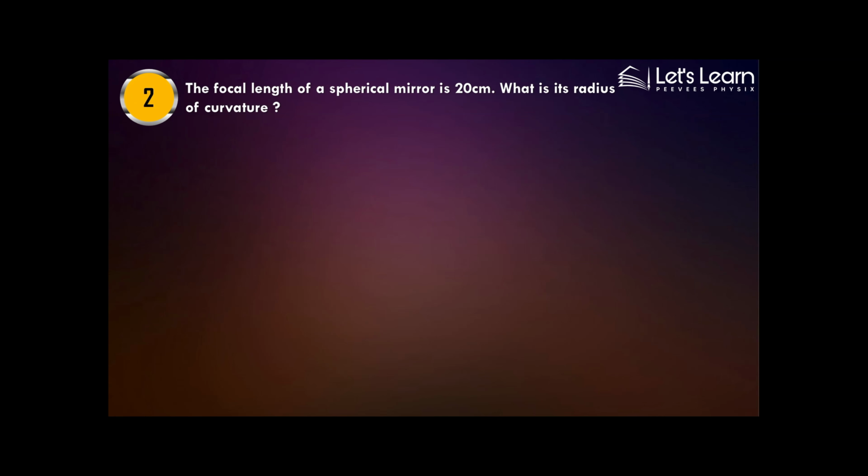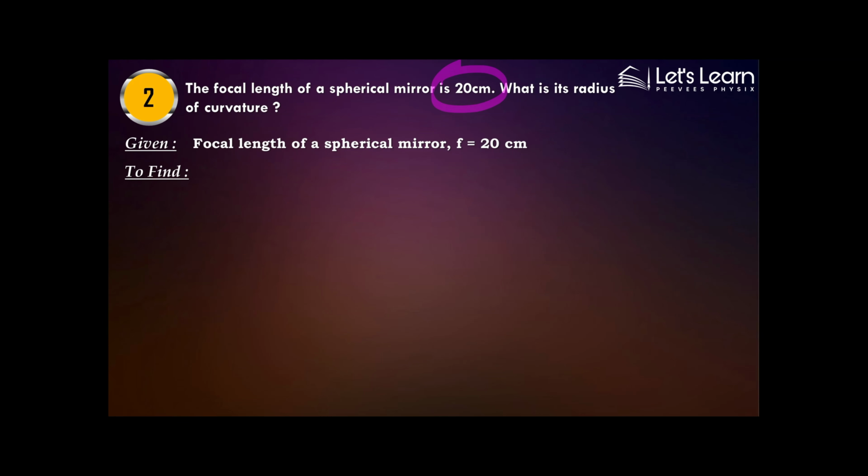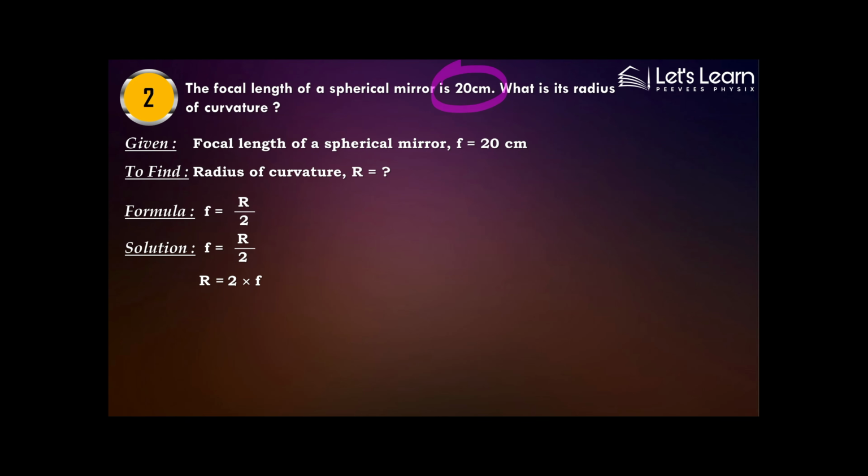Another similar question. They gave you focal length 20 centimeter, and they want the radius of curvature. Let's see. Given: focal length f equals 20 centimeter, and they want the radius of curvature R. The formula we use is f equals R by 2. Rewriting, R equals 2 times f. How much is f? 20. So 2 times 20, 40 centimeter is the radius of the mirror.